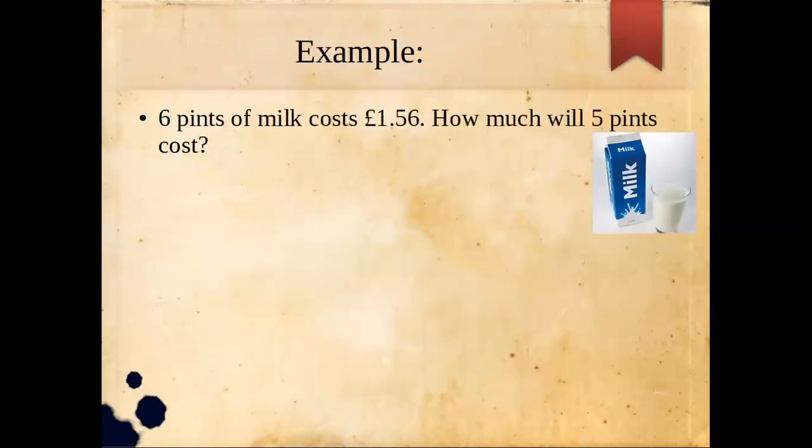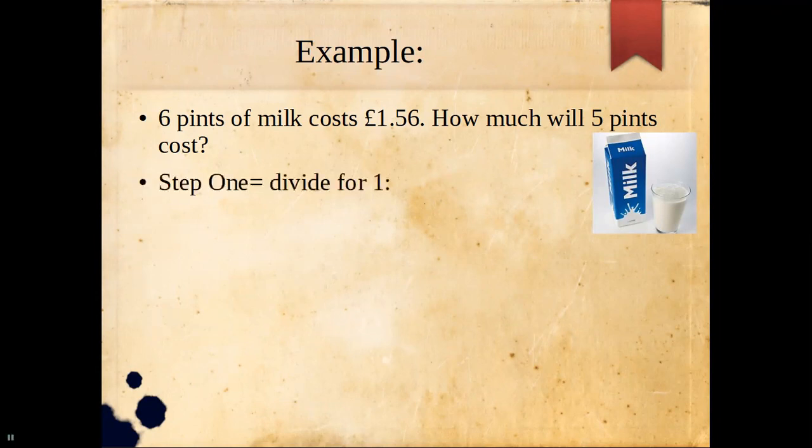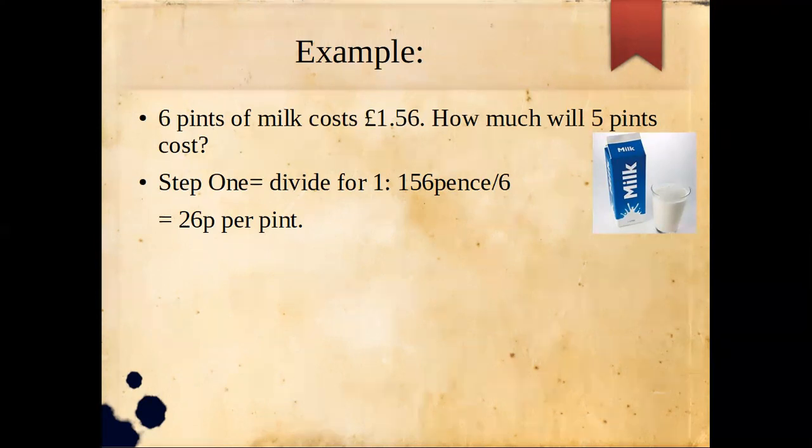So question 1, 6 pints of milk cost £1.56. How much will 5 pints cost? So step 1, divide for 1. We know 6 pints cost £1.56. So what we're going to do is work out how many pence this is. We're going to convert £1.56 into pence. So that's 156 pence. Then we divide that by 6, and that will give us 26 pence per pint.